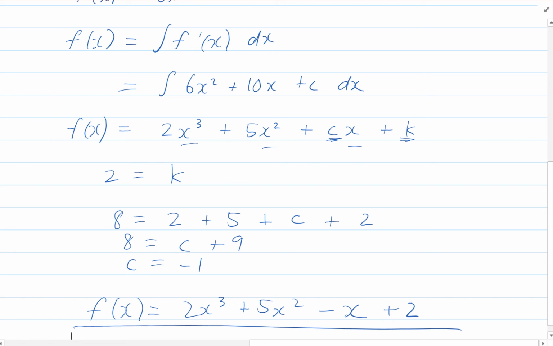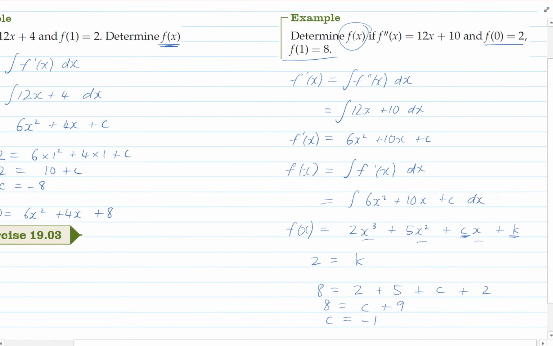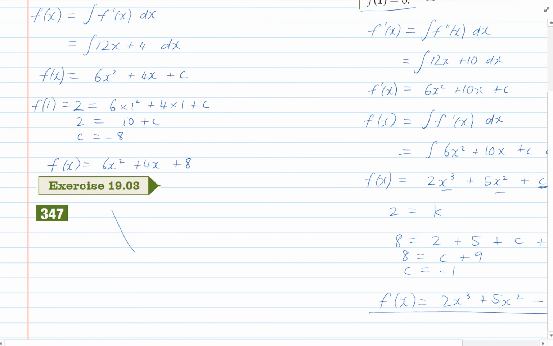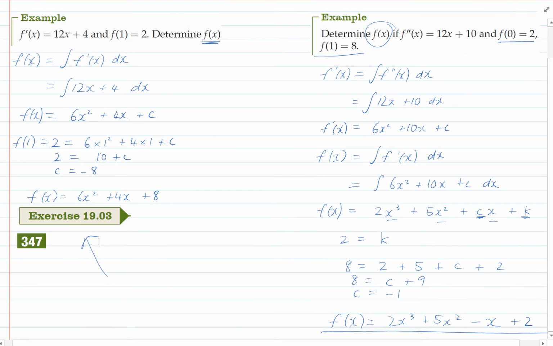Okay, so with those two examples in mind, you should be able to do exercise 19.03. And same again, if you're getting the hang of it, just breeze through and do the last few questions, rather than waste any time doing stuff you know how to do.